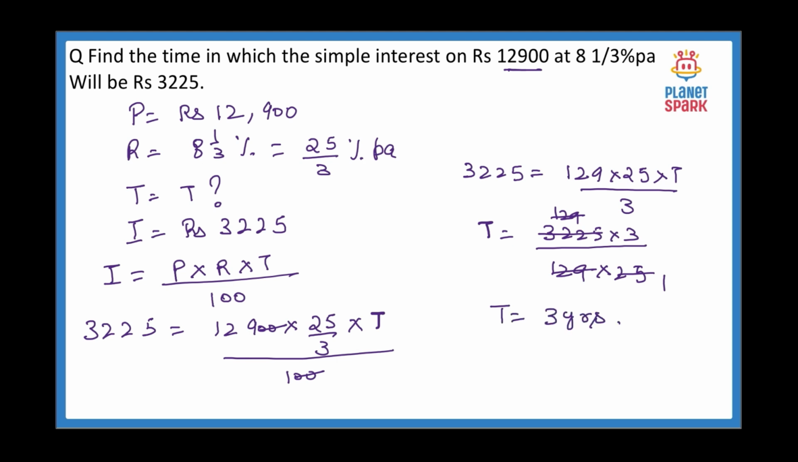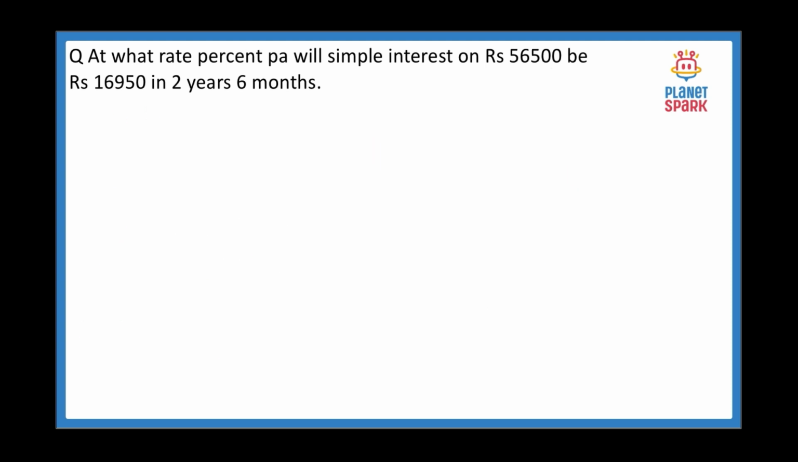So after 3 years, my amount will be. Coming to the next question, at what rate percent per annum will the interest of rupees 56,500 be rupees 16,950 in 2 years 6 months? Now in this case, we are given principal amount 56,500. We are further given that the time is 2 years 6 months. We are also given the interest amount, but we are not given the rate of interest. We have to find out the rate of interest.